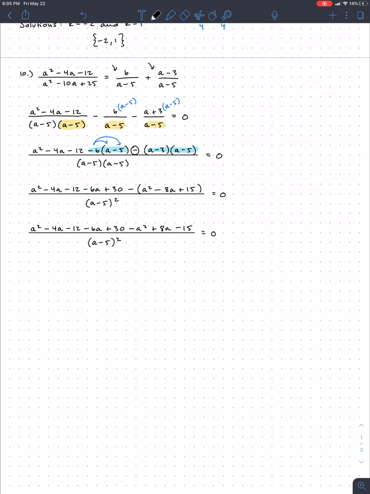Okay, so let's see what can cancel out. So it looks like this a squared actually cancels out. So we can get rid of that. Negative 4a minus 6a is negative 10a. Plus 8a is negative 2a. So I can have that there, negative 2a. And then negative 12 minus 15 is negative 27. And then if I add 30, that means I have plus 3.